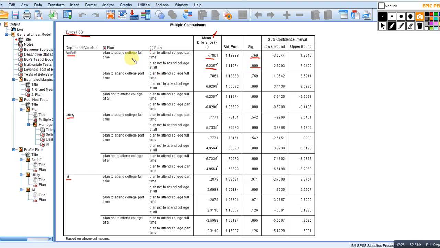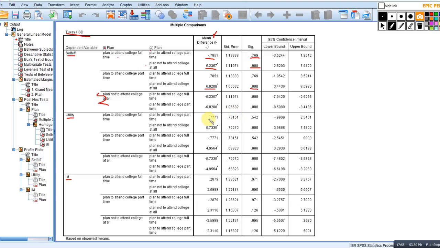Then when we compare those who plan to attend college part-time and those who plan to attend full-time, you can also see a significant difference between those groups, with those planning to attend part-time scoring higher on average than those who plan not to attend at all. And then basically these tests right here are just replays or redundant with the tests that I just went over above. So for perceived utility, you had basically the same general trend.